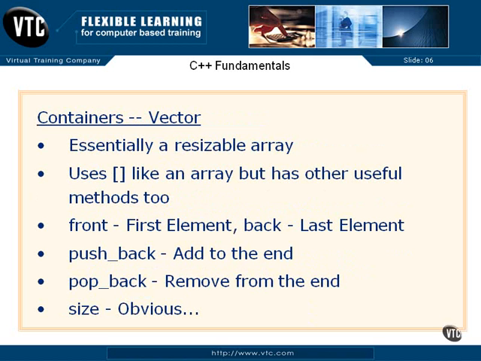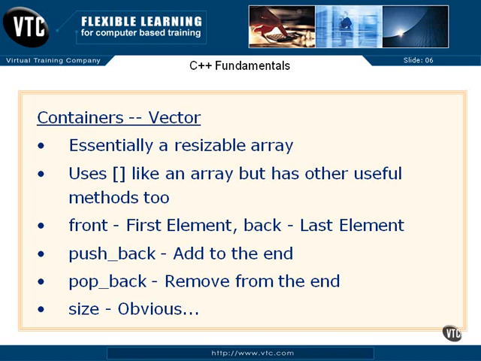For example, front. So we would use whatever our vector name is that we created. Dot front would give us the first element. Dot back would give us the last element. Doing a dot push_back would add a new value to the end of the array. Doing a dot pop_back removes a value from the end. And a dot size, well, obviously that's going to give you the size of the vector.